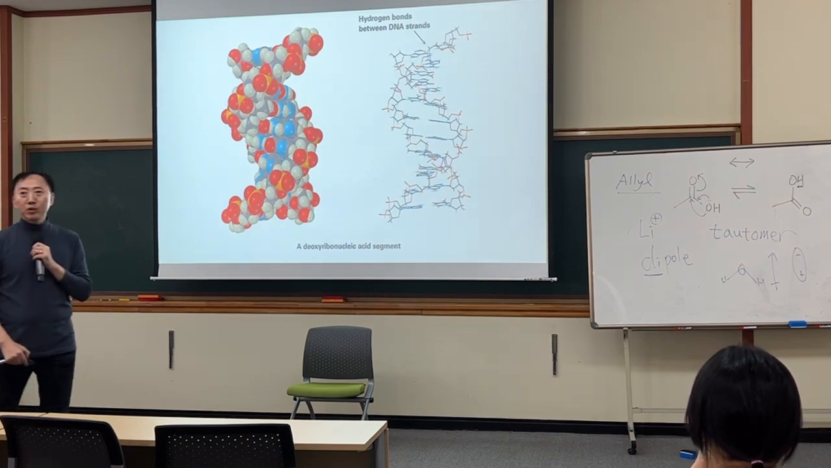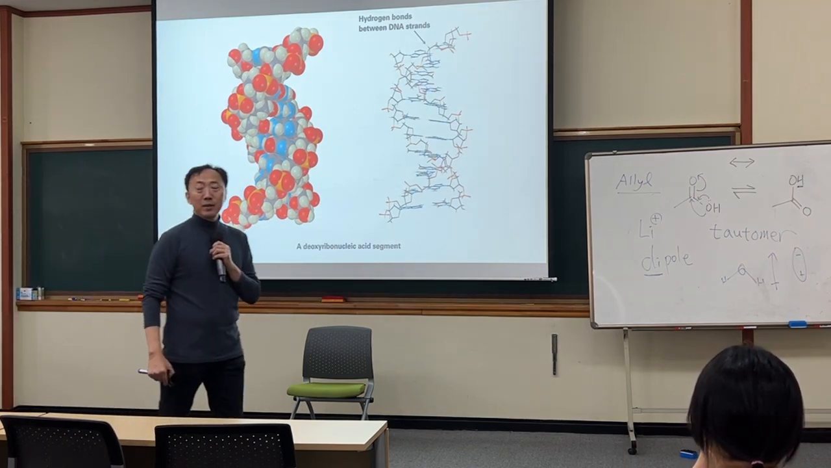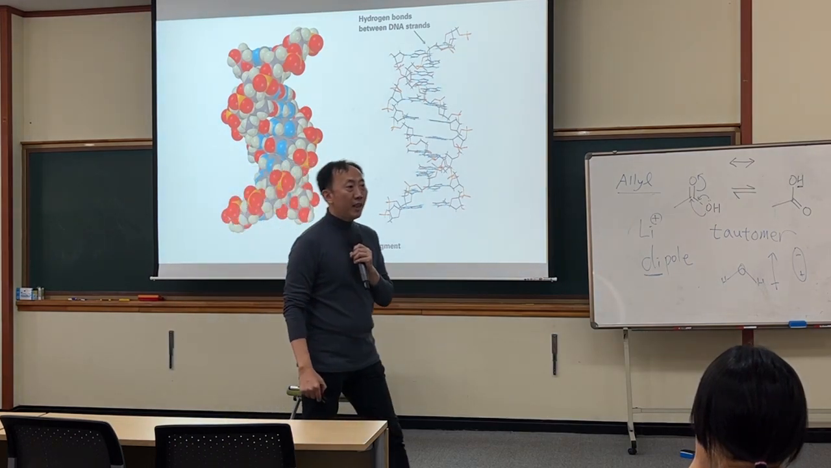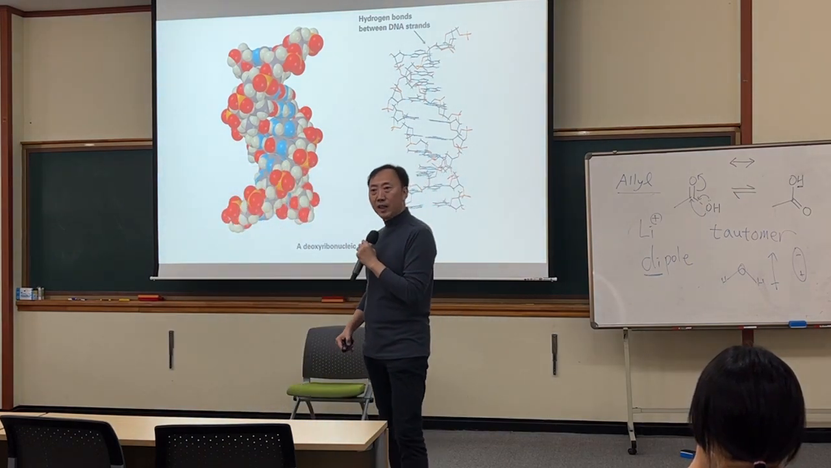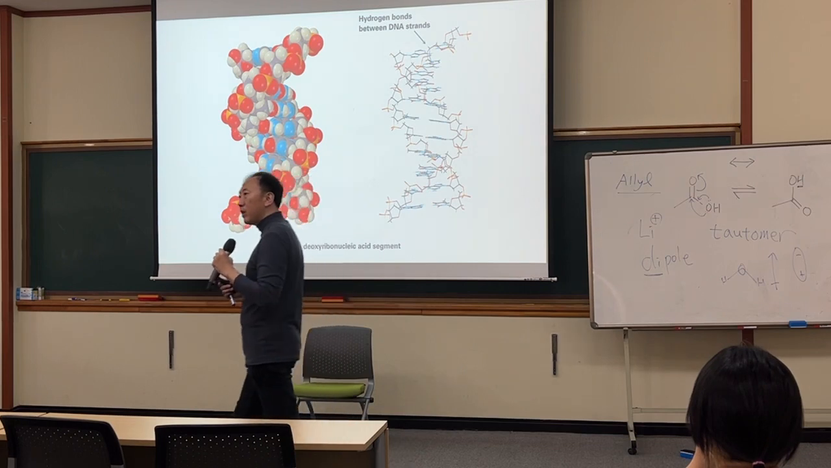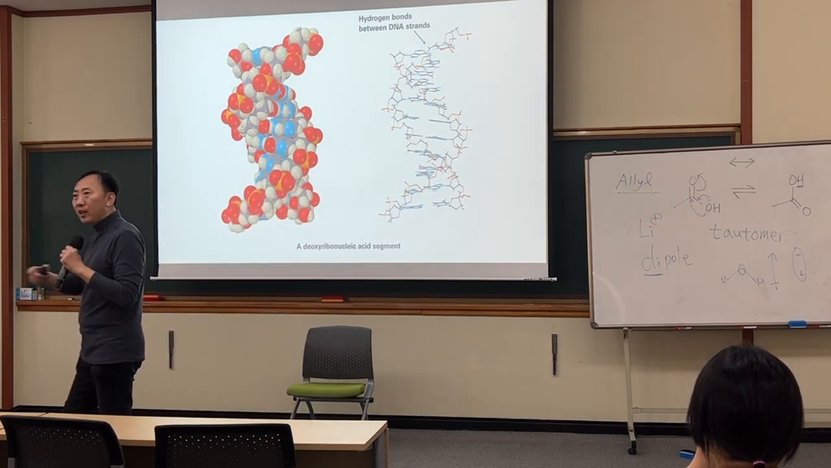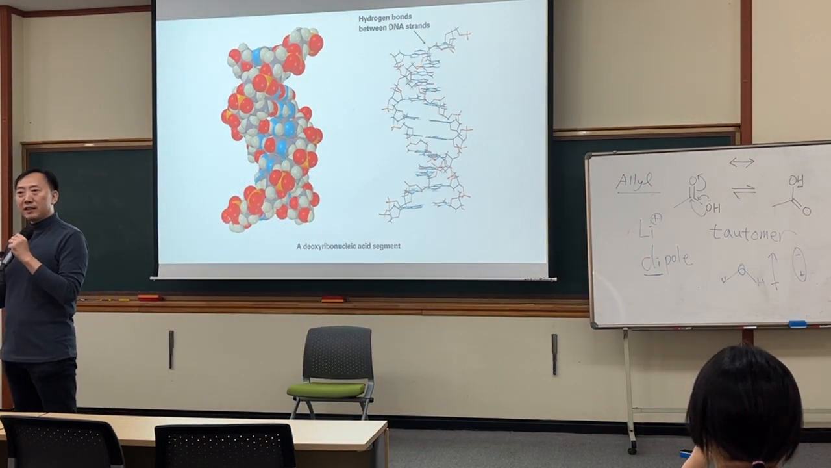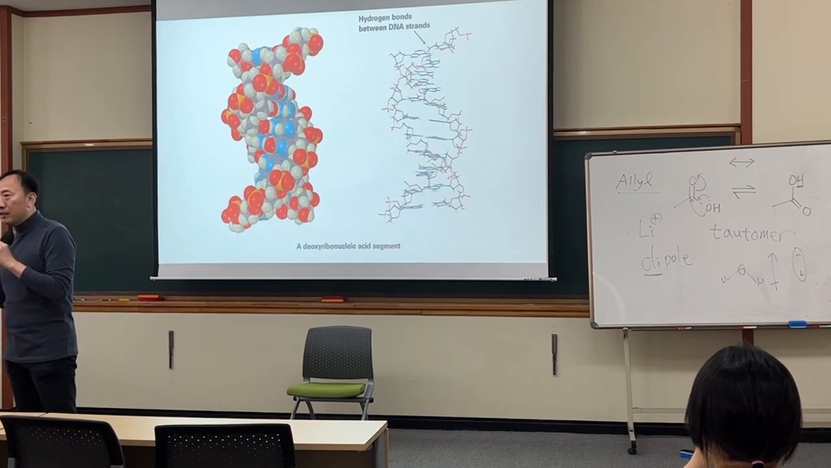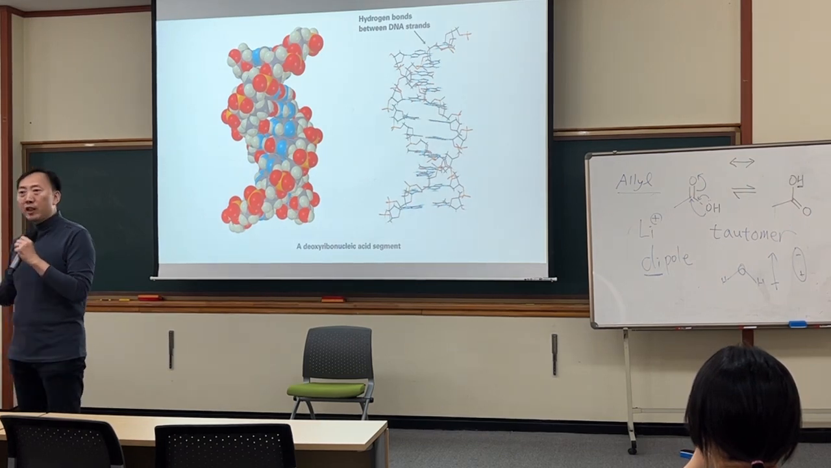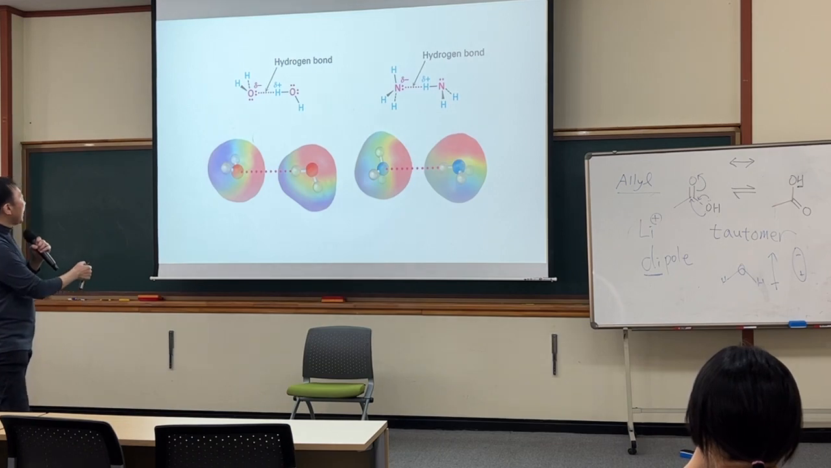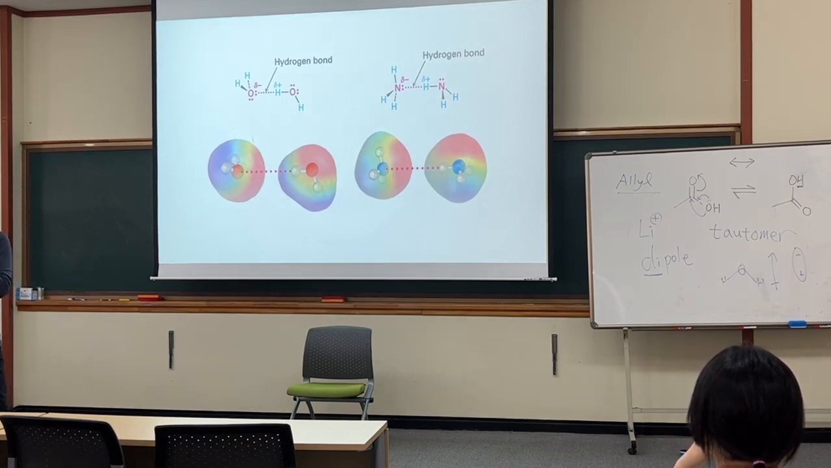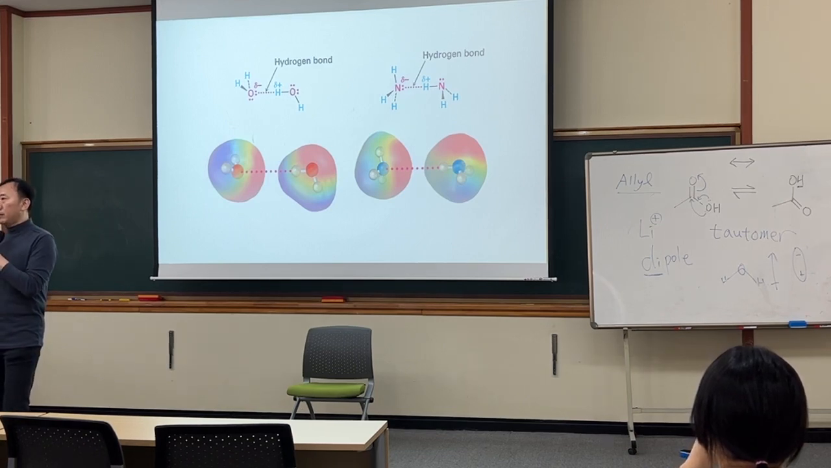Hydrogen bond, actually we should call it proton bond, but by convention we say hydrogen bond. A hydrogen bond is the interaction of molecules utilizing the proton as a mediator, sharing the proton partially, and then they stabilize themselves. This is a special interaction we call hydrogen bonding.